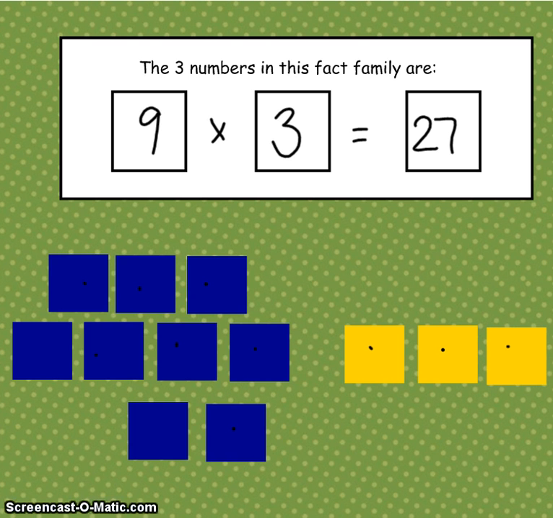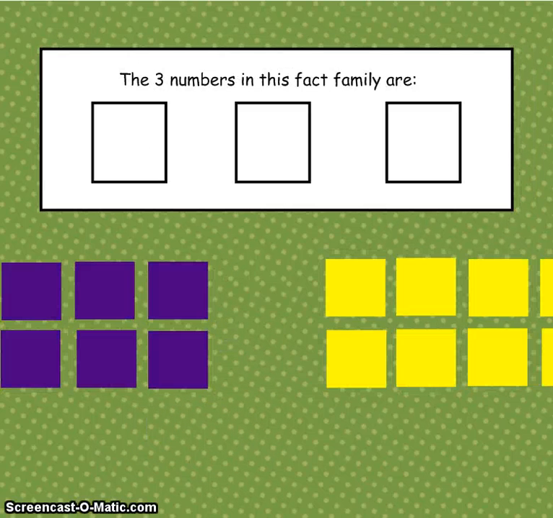We can switch those numbers. 3 times 9 is also going to equal 27. And we can divide those numbers each by 27. So 27 divided by 9 and get 3, or 27 divided by 3 and get 9. Let's do another one. Pull those back on the screen again.